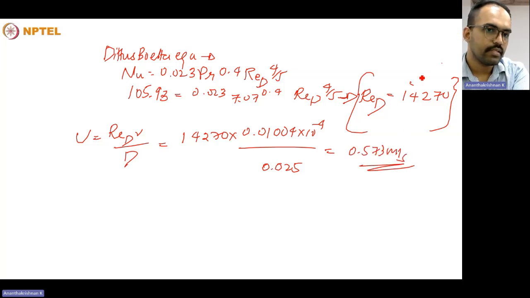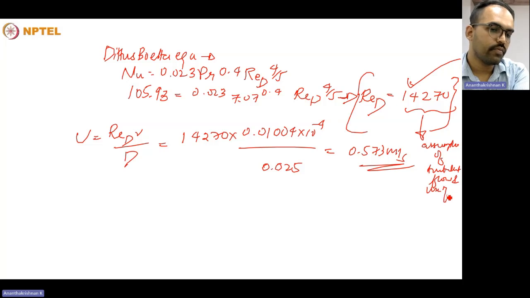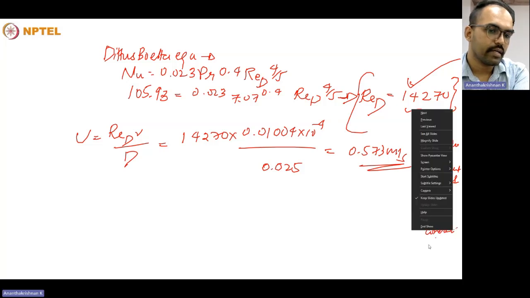Since the Reynolds number, 14,270, is greater than 10,000, the assumption of turbulent flow and the use of the Dittus-Boelter correlation are right.